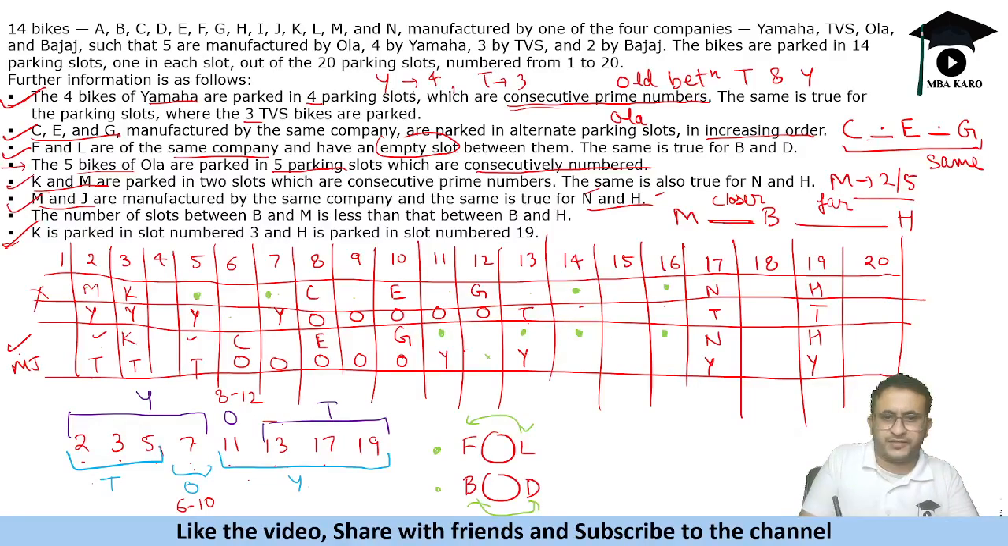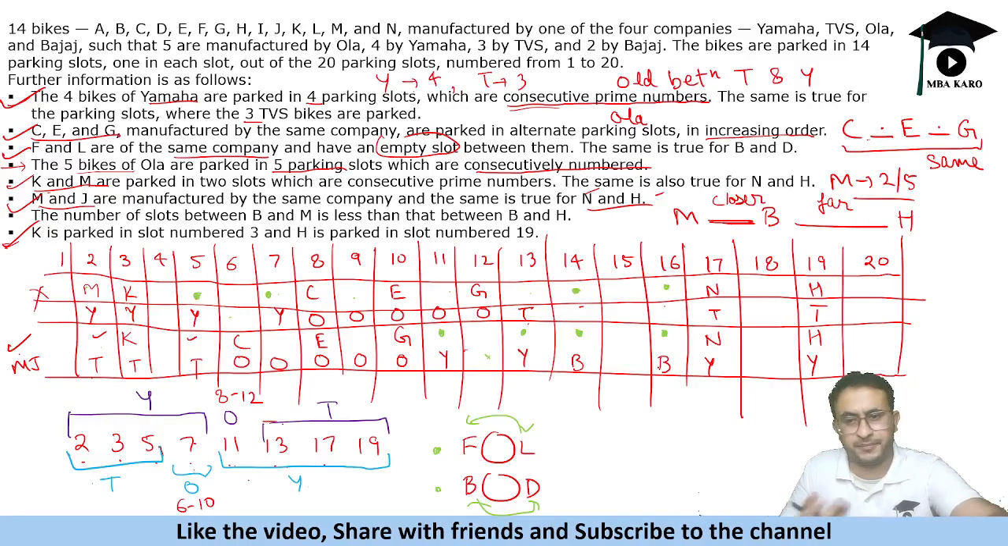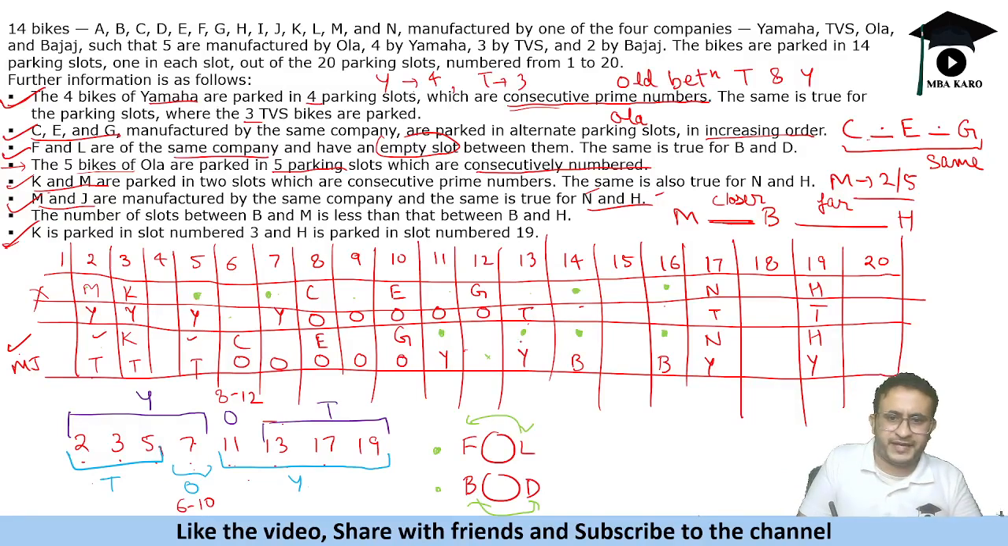Now these are the four slots in which we can have F, and by now we know that these are Bajaj bikes, because the fourth company left is Bajaj. Now we have FL and BD to be placed here. If you place B here, it will be very close to H, so that is not possible. If you put B here, M is either 2 or 5, so M will be either here or here. B is still close to H, and B should be far from H.